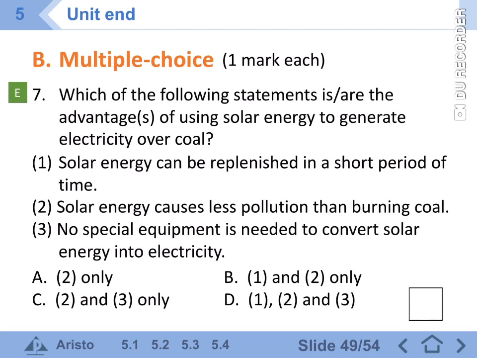So let's take a look at number 3. No special equipment is needed to convert solar energy into electricity. That's wrong, because we need the solar panel. The solar panel is actually expensive, relatively speaking, right now. The price keeps dropping in recent years, but it still takes some time to recoup the money you put into the solar panel, a couple of years. It used to be tens of years. Right now the time to the break-even point is getting shorter and shorter. Okay, so here only 1 and 2 are correct, so it is B.